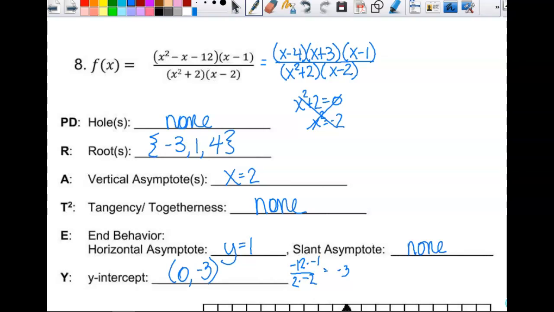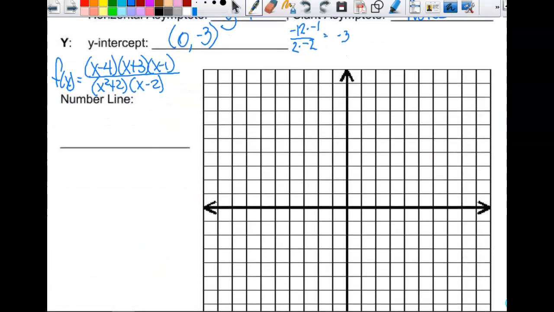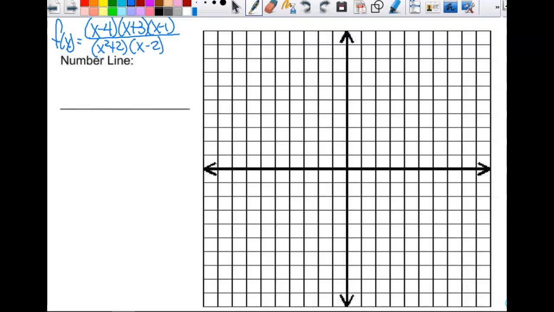Okay. All right, so then I'm going to rewrite this so that I can put all my stuff on my number line. F of x equals (x minus 4)(x plus 3)(x minus 1) over (x squared plus 2)(x minus 2). Okay, so the only thing that goes on your number line are your zeros and your asymptotes. So this right here doesn't provide anything on my number line, but it does affect my signs. Like I have to use it in my little sign chart.